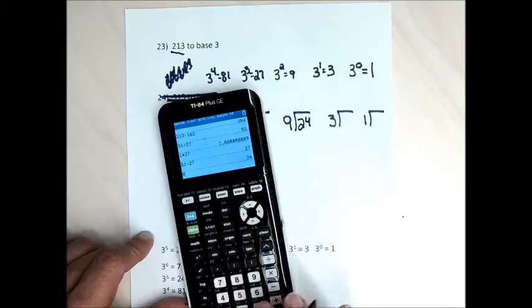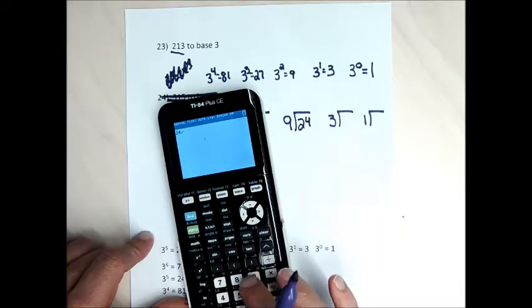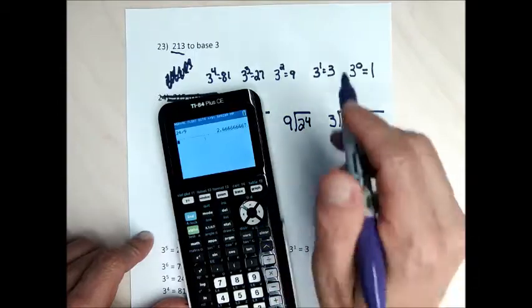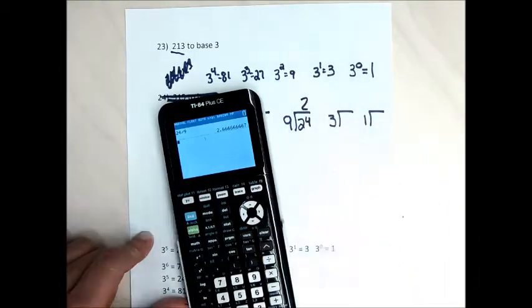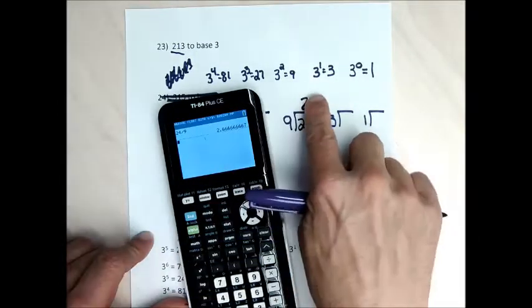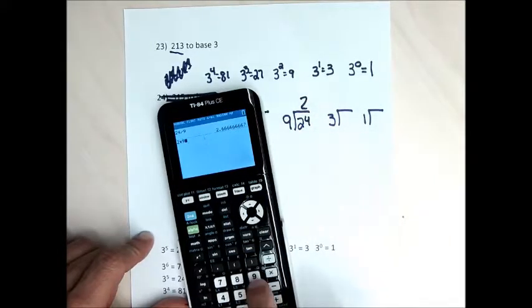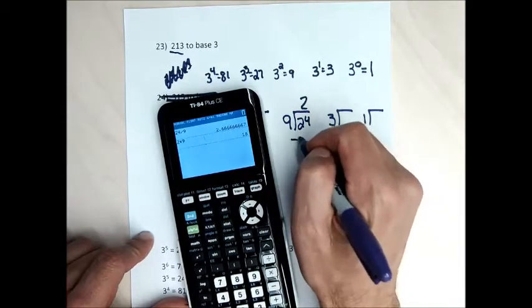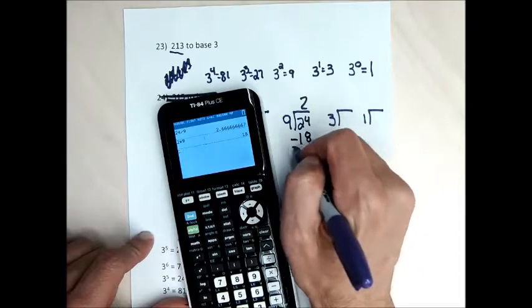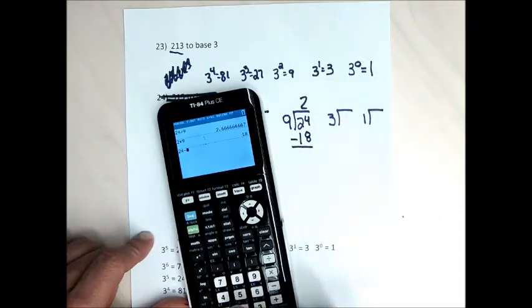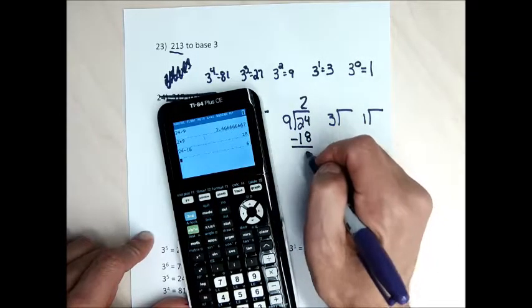And then if you can do long division by hand, do it by hand. Pretend that you can't. I'm going to go 24 divided by 9. I get 2.6 something. I take the non-decimal part. Now I'm going to multiply 2 times 9 and get 18. I want to subtract that 18. 24 minus 18 is going to give me 6.